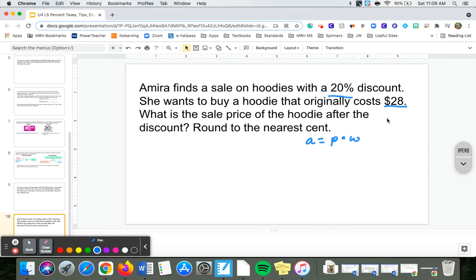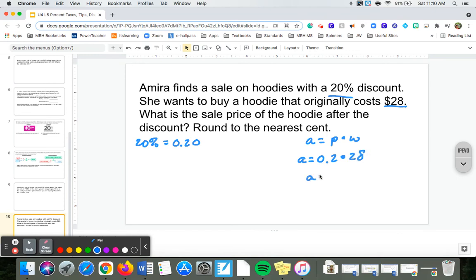So again, I'm told a very similar scenario to what I was just told in the previous problem. $28 is the original, the whole price of the hoodie. The part would be how much money we are taking off of that $28. P again is the percent, which is 20% as a decimal. So 20% as a decimal would be 0.2. Okay, so 0 and 2/10, and again, you can put a 0 if you want to, but you don't need it. So 0.2 is going to go in for P. $28 is going to go in for W. So A is equal to 0.2 multiplied by 28.